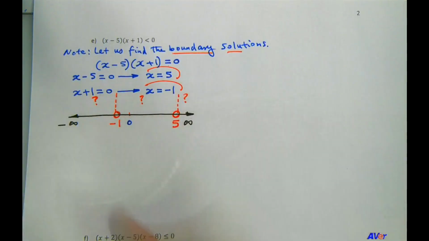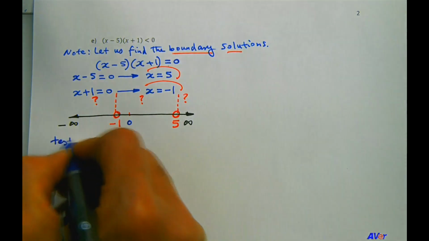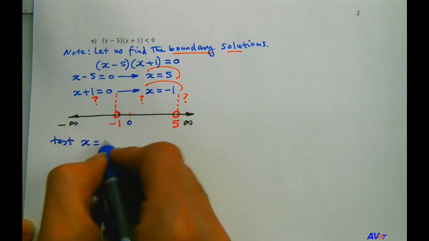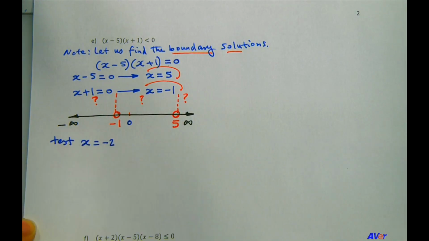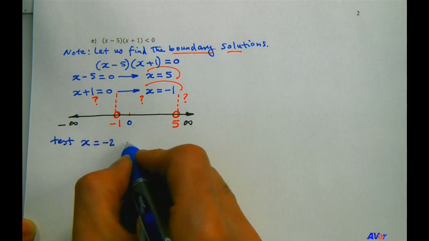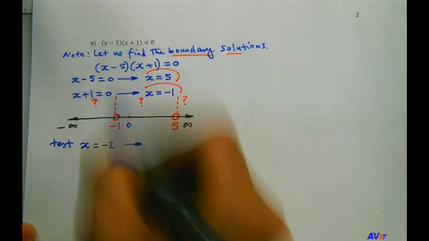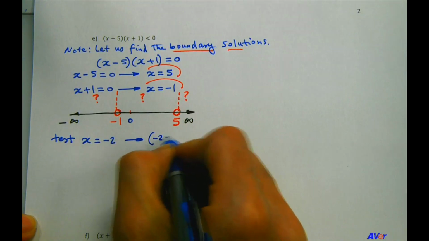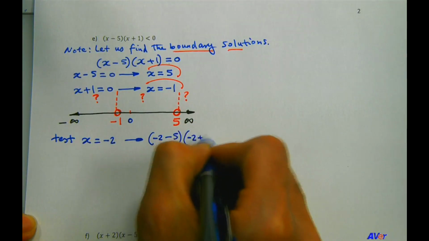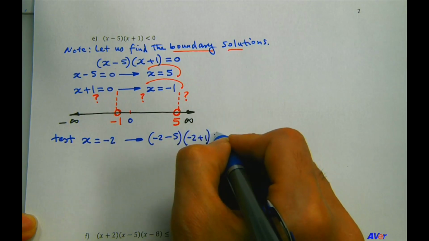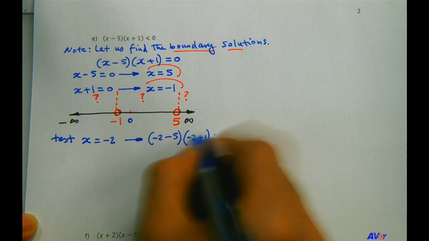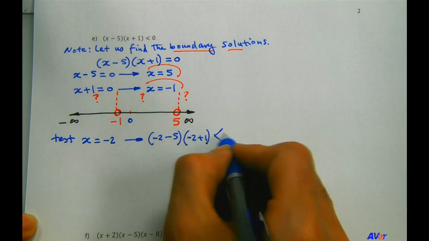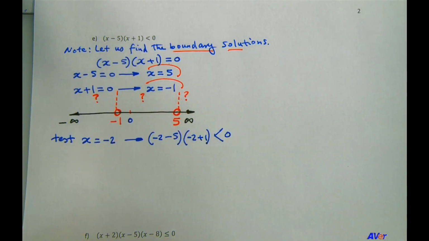Okay, so let's pick an easy number in each region. So let's test x equals, easiest number in this region would be -2. Okay, what do we get? Plugging -2 in that inequality, we have -2 minus 5 times -2 plus 1, and we're asking, is that less than 0? We're testing that. So this is a question mark for us.